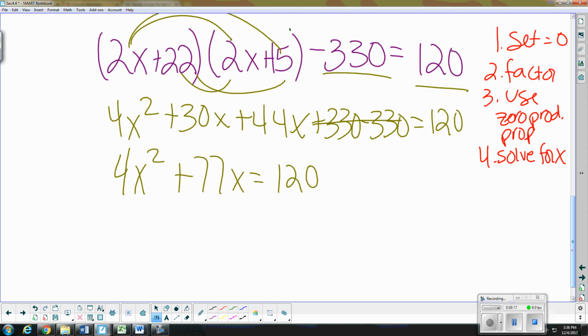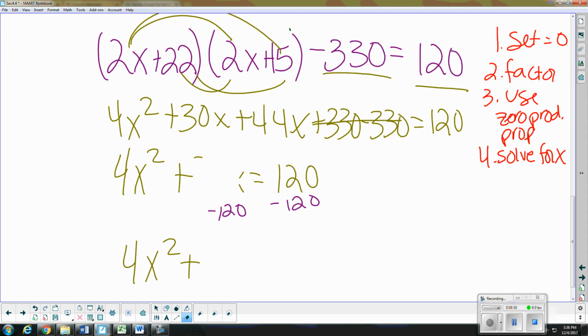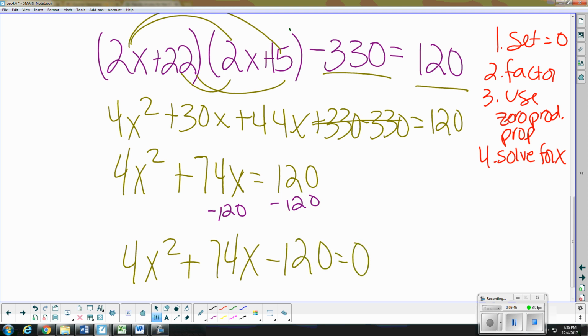Now we need to set our equation equal to 0. So we're going to subtract 120 from both sides, and we get 4x squared. Oops, this should be 74x. We get 4x squared plus 74x minus 120 equals 0.